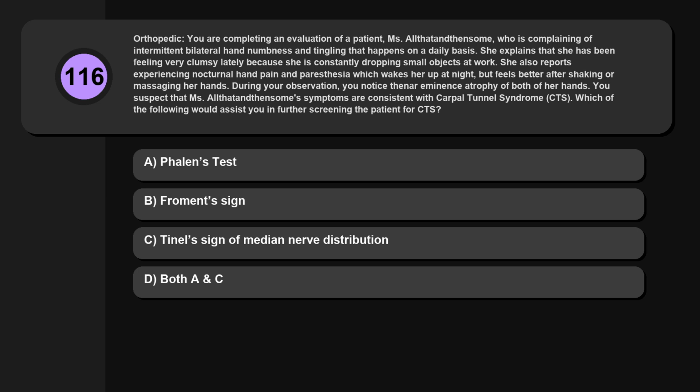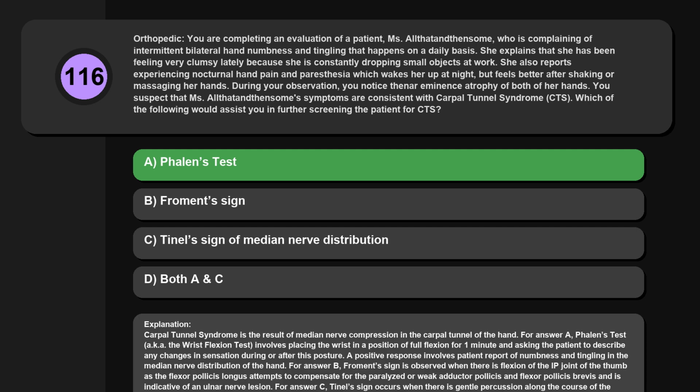Option A. Phelan's test. Option B. Froment's sign. Option C. Tinel's sign of median nerve distribution. Option D. Both A and C. The correct answer is option A. Phelan's test. Carpal tunnel syndrome is the result of median nerve compression in the carpal tunnel of the hand. For answer A, Phelan's test, aka the wrist flexion test, involves placing the wrist in a position of full flexion for 1 minute and asking the patient to describe any changes in sensation during or after this posture. A positive response involves patient report of numbness and tingling in the median nerve distribution of the hand.